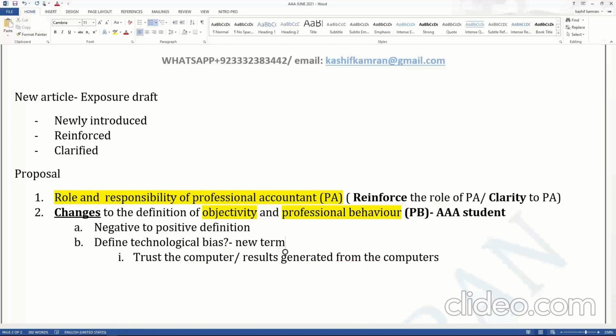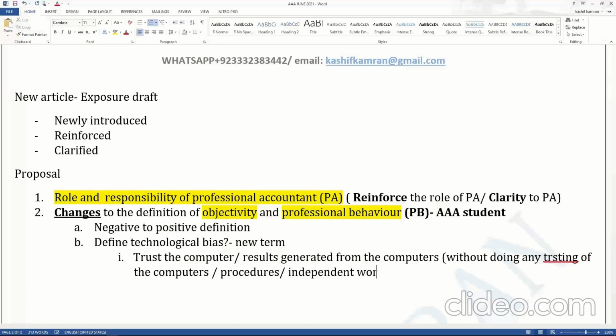that means you are just relying on the computer and you are biased. You are relying on the computer and not doing what you should have done as an auditor. You trust the results generated by the computer without doing any testing of the computers, without doing any procedures on the computer, or without making your own independent workings, and you just rely on the working of the computer, then you will be biased. If you want to avoid technological bias, the auditor should develop their own workings and compare that with the computer working.